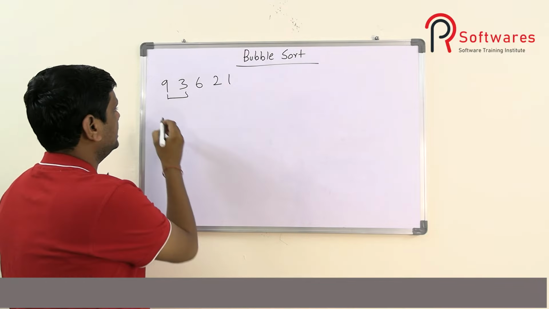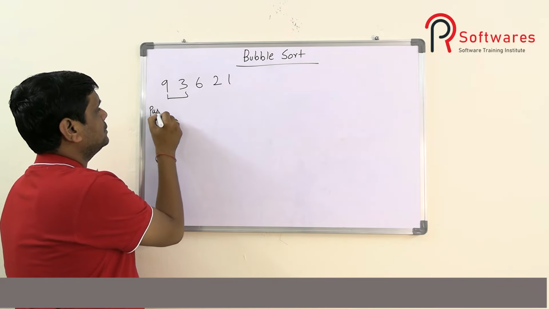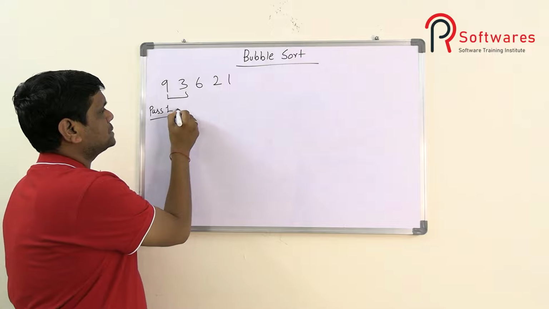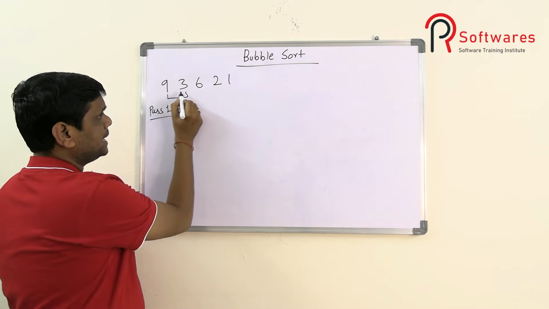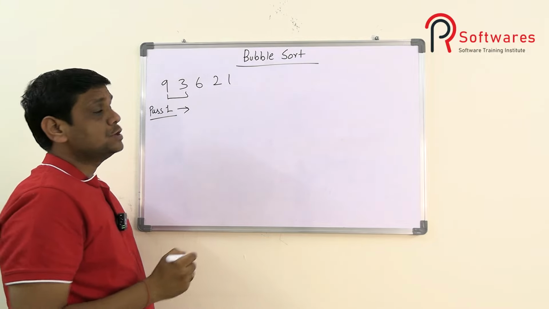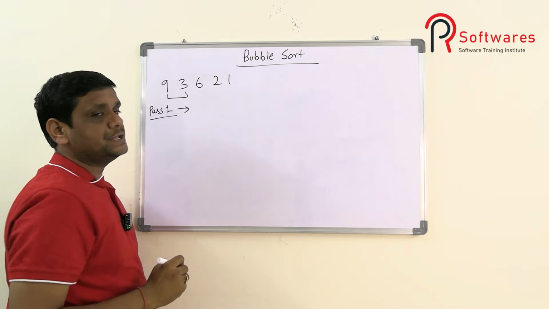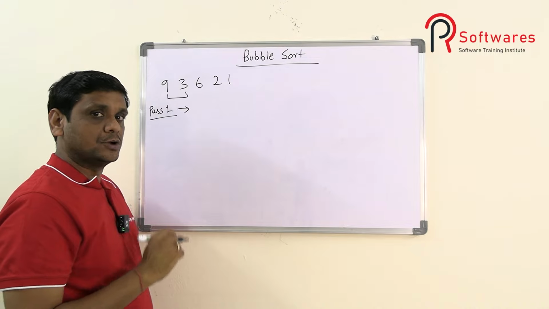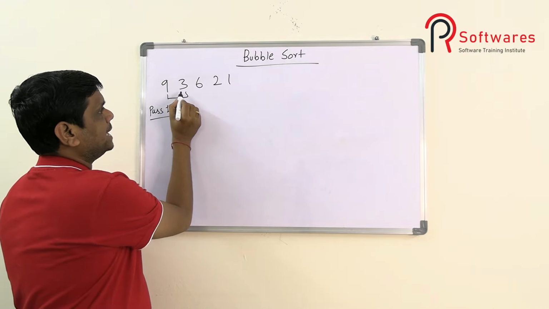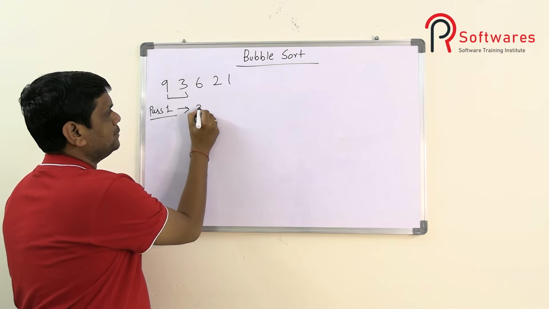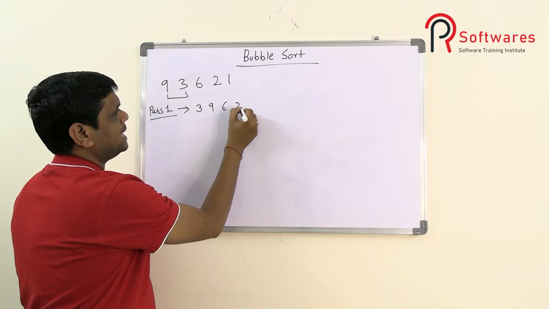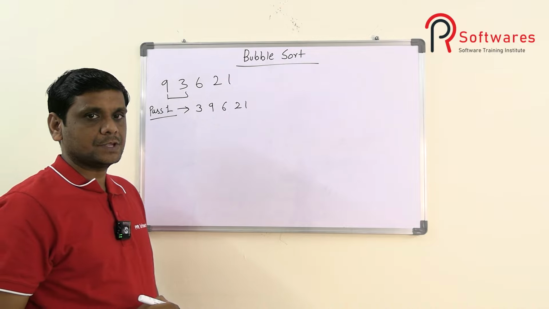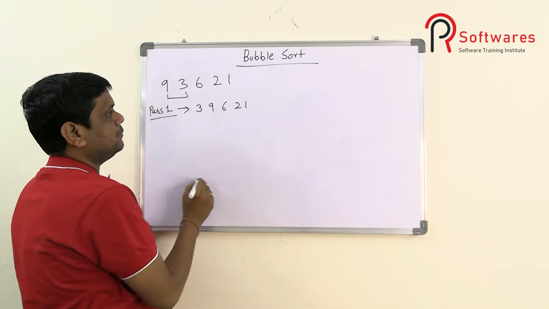Let us start with an example. I am starting with pass 1. First it will check 9 with 3. So 9 is greater than 3. Condition true or false, guys? True. When it is true, we know that we should interchange. So 3 will come first, 9 will go after. The rest of the values will be as they are. So now we have done the first swap.